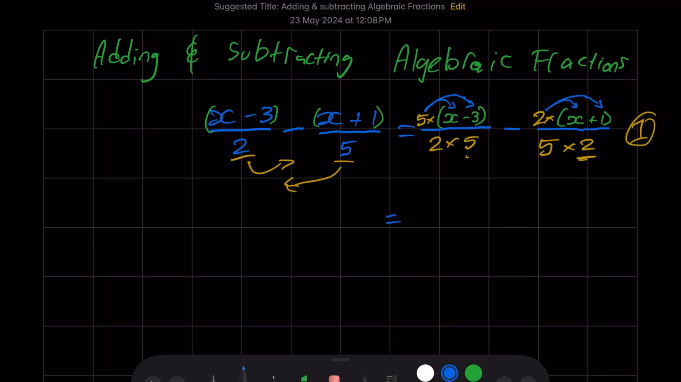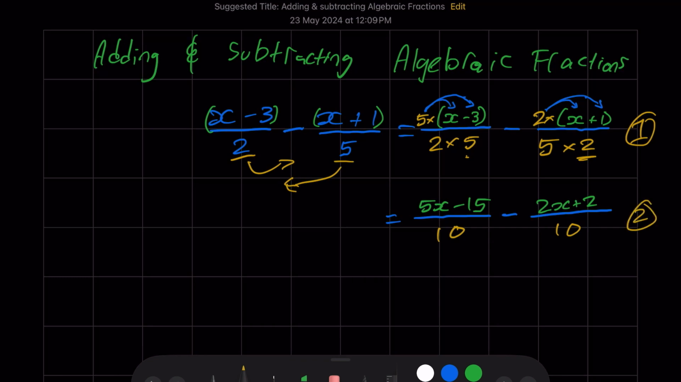Step 2 is answering these multiplication questions. So on top, we have got 5 times x, which is 5x, and 5 times negative 3, which is negative 15. On the bottom, we have got 2 times 5, which is 10. For our second fraction, on top, 2 times x is 2x. 2 times 1 is 2, positive 2. So I'm going to write plus 2. On the bottom, 5 times 2 is 10. That is step 2 complete.